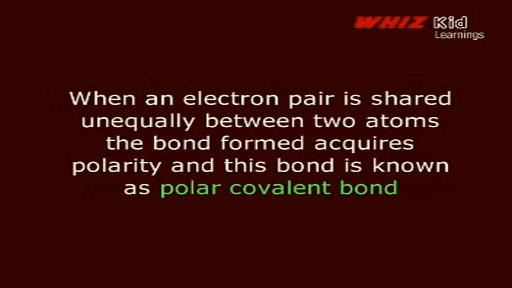Polar covalent bond. When an electron pair is shared unequally between two atoms, the bond formed acquires polarity, and this bond is known as polar covalent bond.